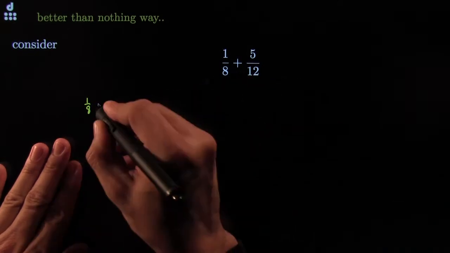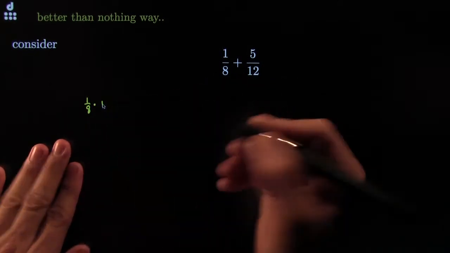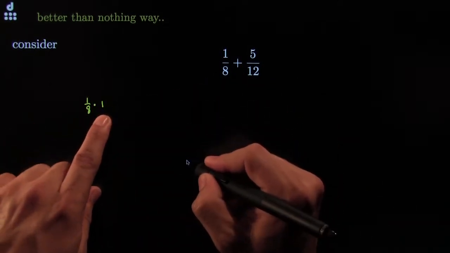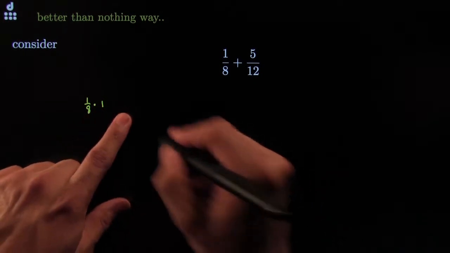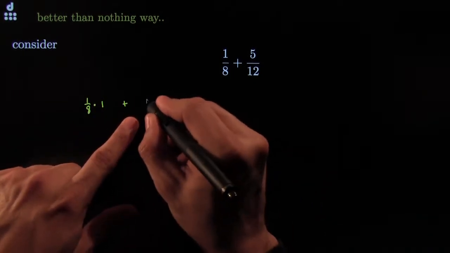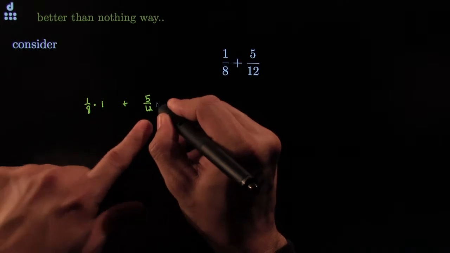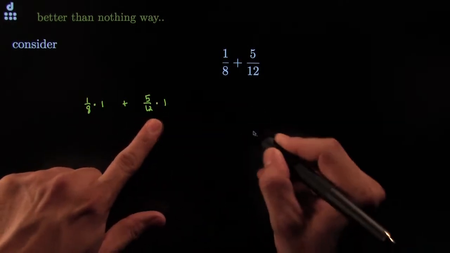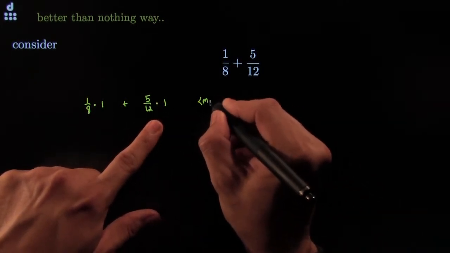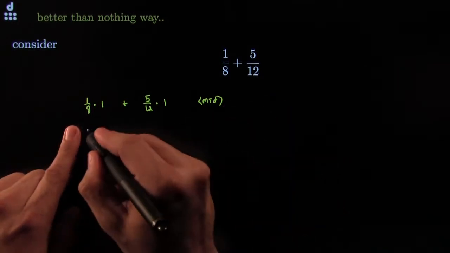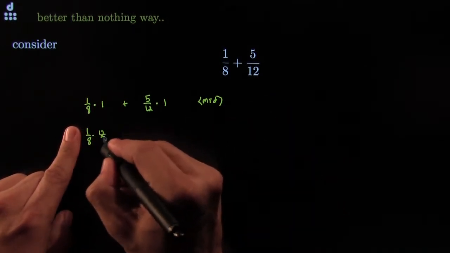I could write 1/8, and I could say that's the same thing as 1/8 times 1. Why? Because all I've done here is multiply by 1, and that's the multiplicative identity, and we know nothing happens when you multiply by 1. I could say the same thing about the 5/12. I could say it's the same thing as 5/12 times 1. Again, it's multiplicative identity. Then I could say this is the same thing as 12/12.